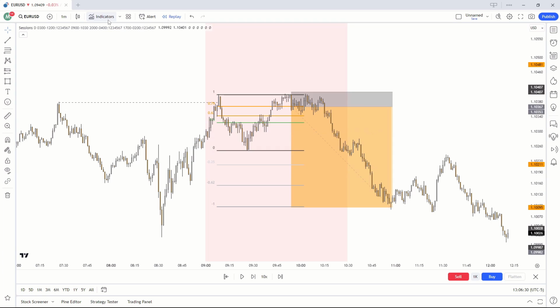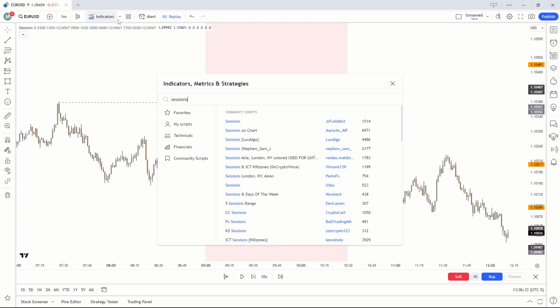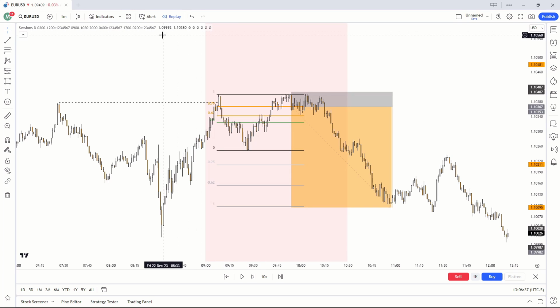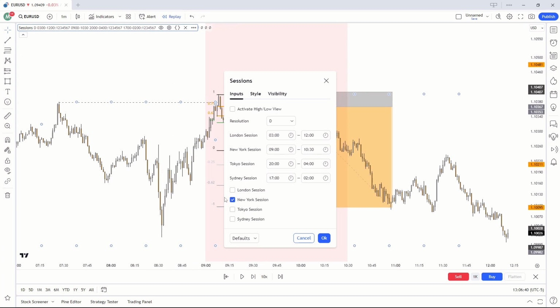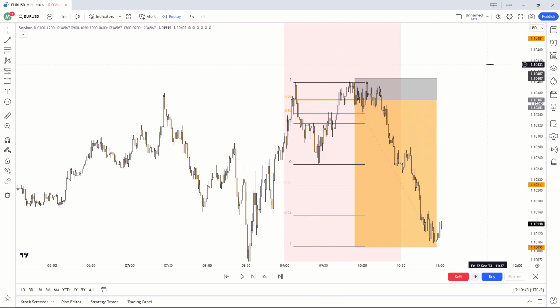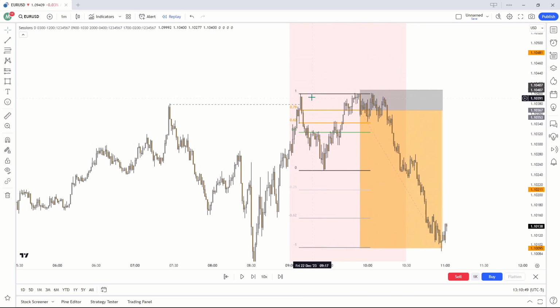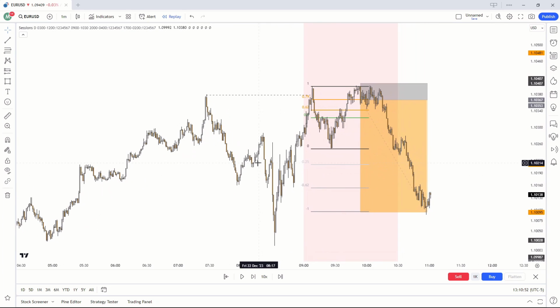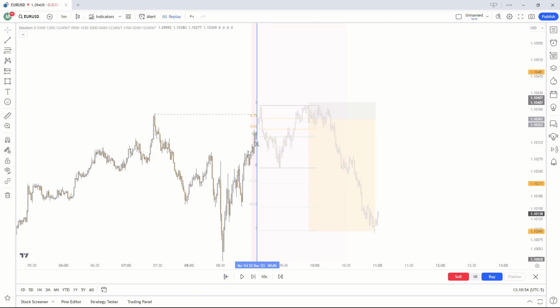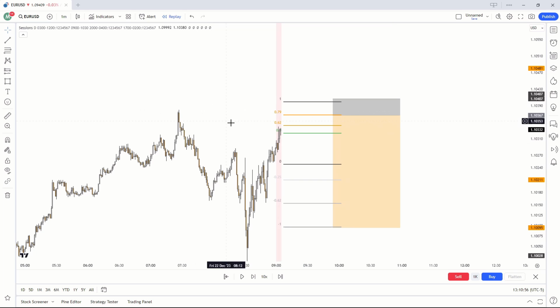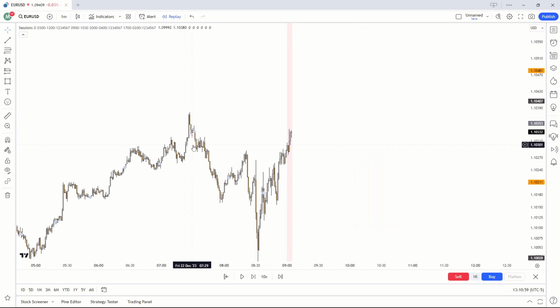Now, to start off, go to indicators, type sessions, and click on sessions on chart by Aurochs_AIF. Once you have it pop up, click settings, untick everything but New York, put New York 9 to 10:30, which is our kill zone, our time window, and hit OK. Now you guys have this pink box, or whatever color it may be for you, that will show you our time window. So our time window is already delineated, which makes it a lot easier for us. Now to start off, I'm going to replay the market and delete everything off my chart so you guys are seeing the same thing that I am seeing.